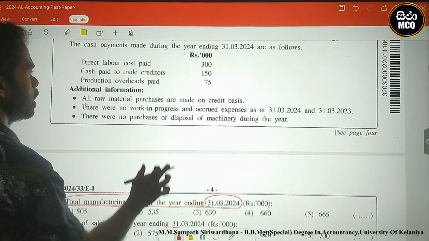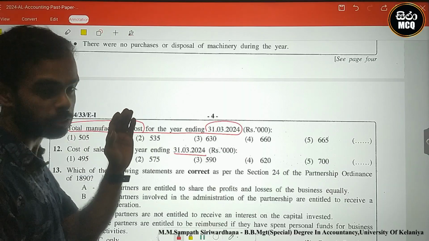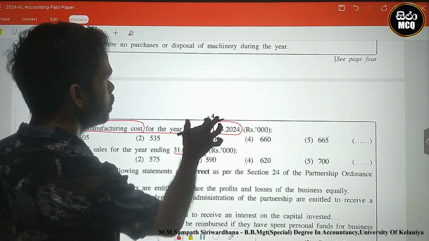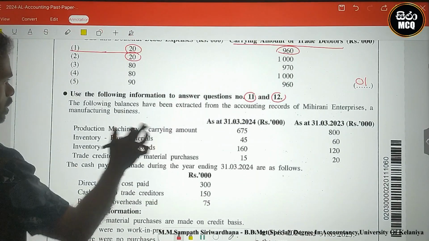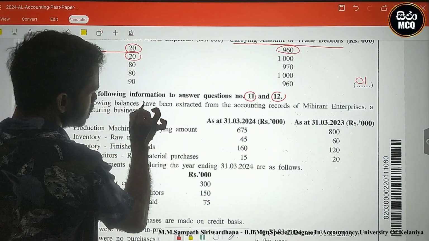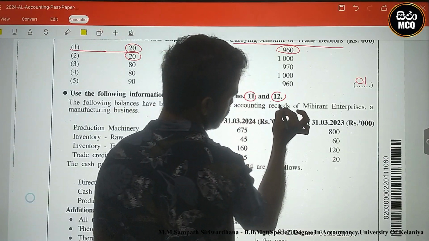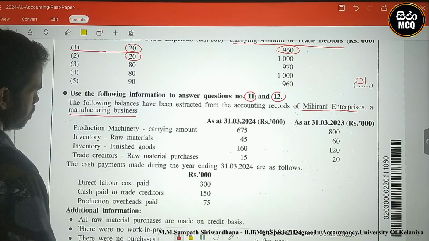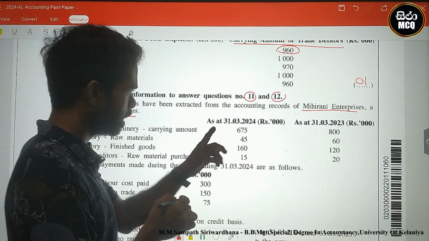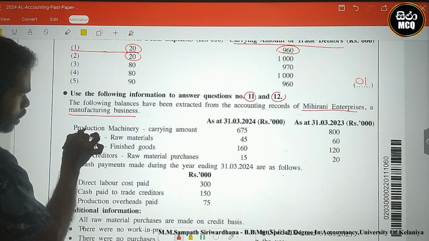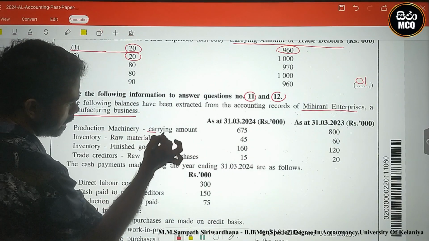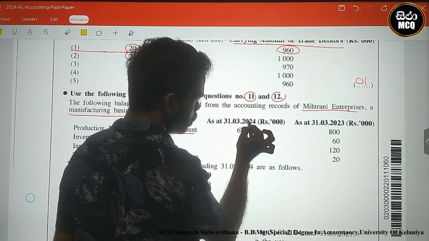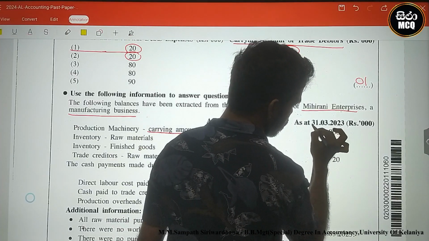This is the information there. We must calculate total manufacturing cost and cost of sales for the year ending 31st March 2024. Look here. This is the information. The following balances have been extracted from the accounting records of Mihirani Enterprises, a manufacturing business. Look here. There are two dates. Production machinery carrying amount as at 31st March 2024 and 31st March 2023.